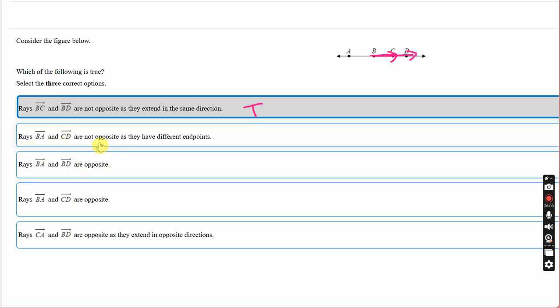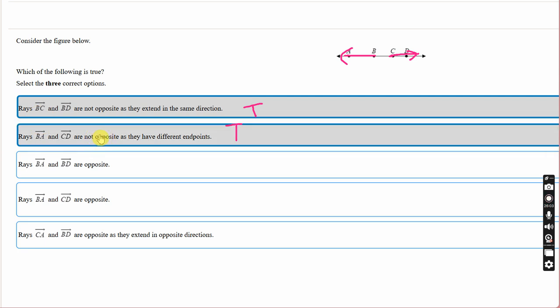Let's see BA and CD. BA and CD are not opposite if they have different endpoints. Let's check that. Let's make the drawing of that. So BA is here. Let's do BA and CD. That's also true because remember what I mentioned in the starting, that they're supposed to have the same starting point. They don't have the same starting point here. So this is true as well. Then the last one, we just have 3 options, right? So we've already found the first 2.